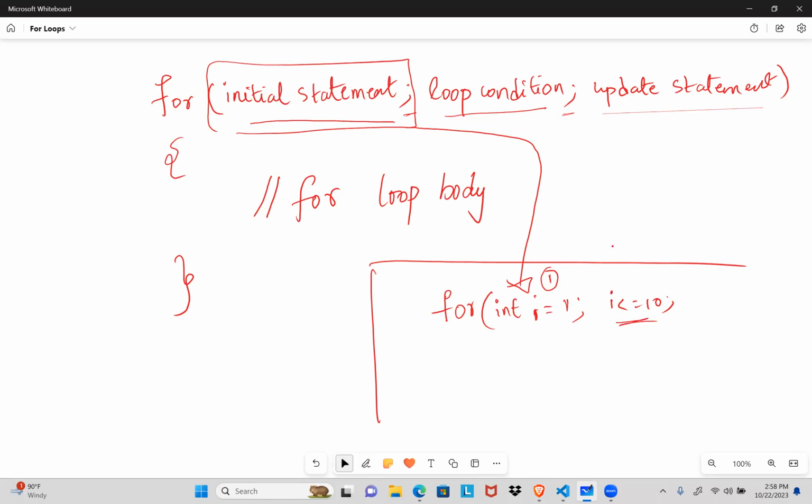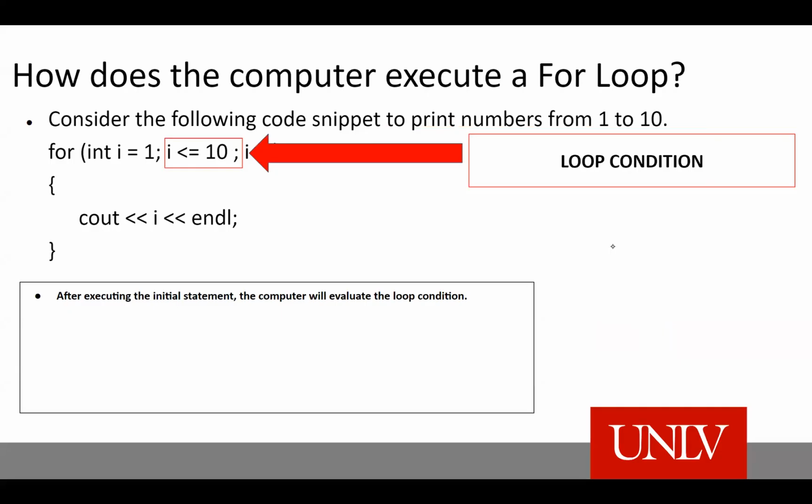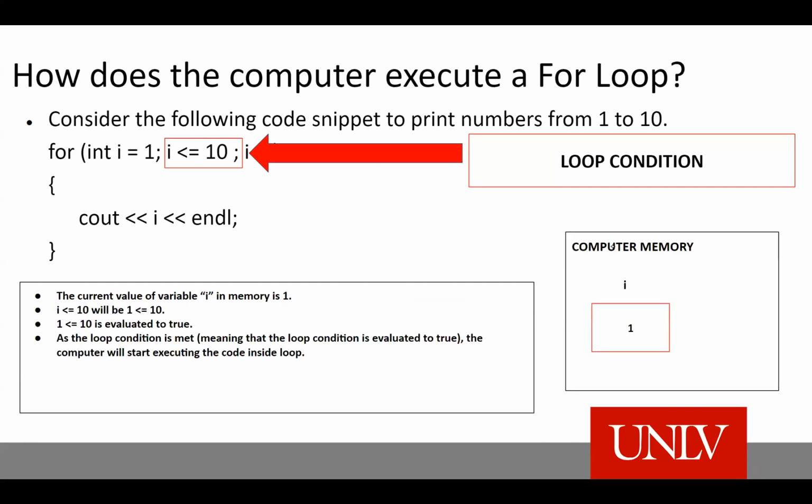This is the loop condition. The loop condition is something that will be evaluated to either true or false. In this case, the value of i inside memory is 1. So 1 is less than or equal to 10, which is evaluated to true. So the loop condition can either evaluate to true or false. It's a true or false outcome.